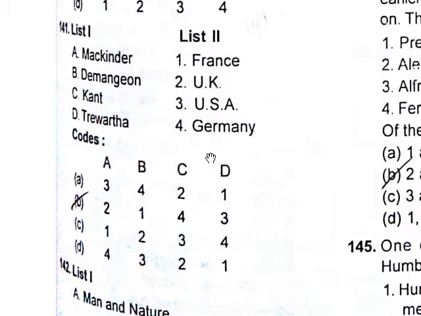So first question, now we discuss geography. Match list 1 and list 2. Mackinder is mainly from the UK, De Martonne from France, Kant from Germany, and Trewartha from USA.